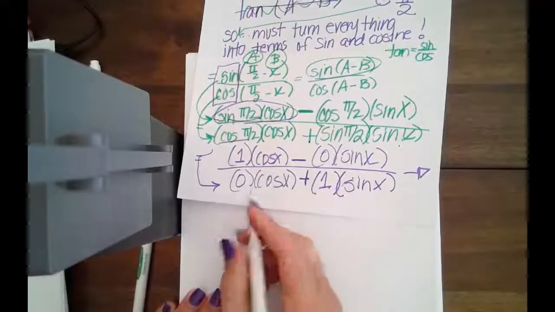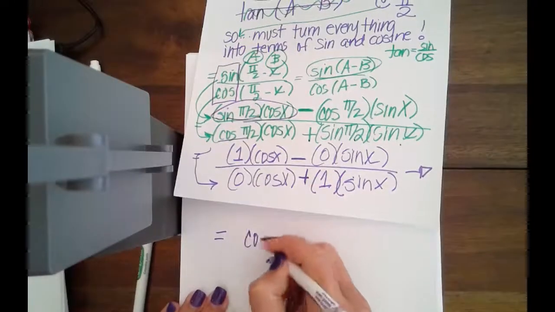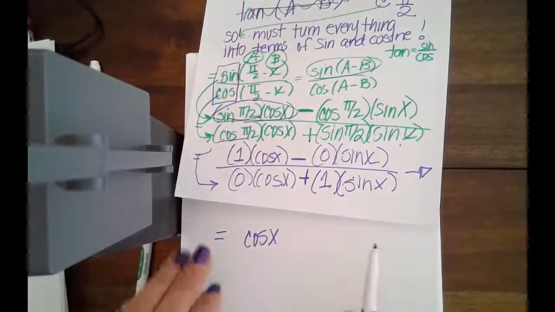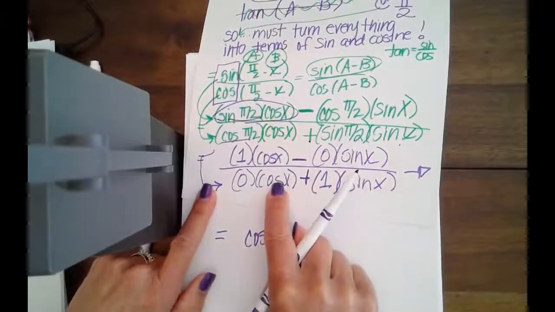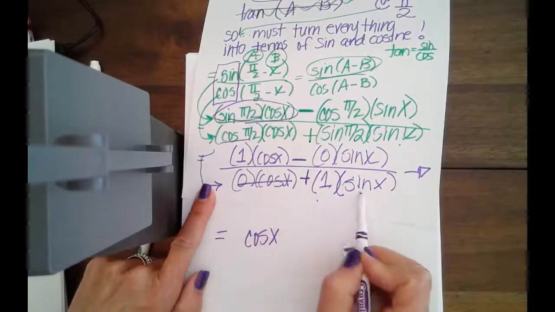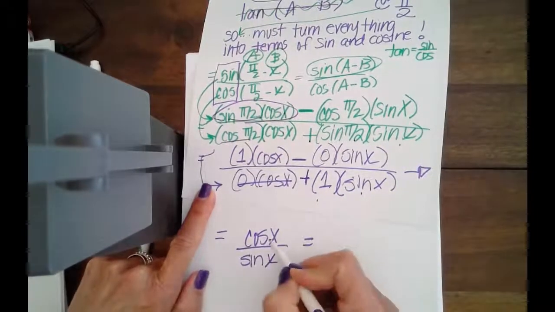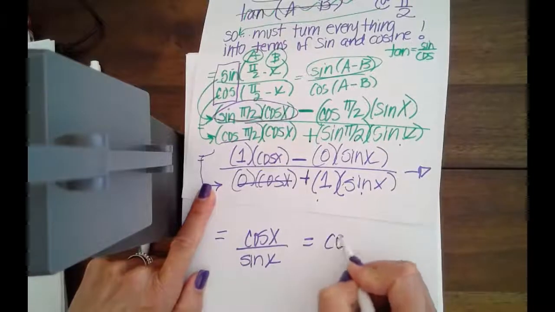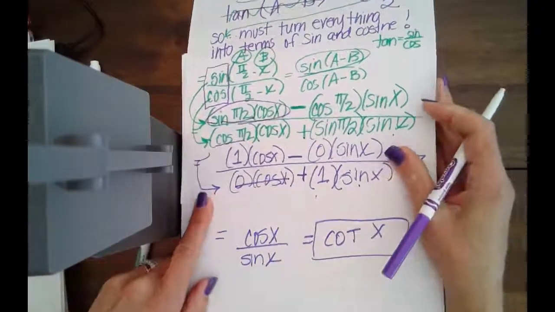So we're going to have equals, well, 1 times the cosine of x is cosine of x. And then up here, minus 0, so I got nothing else, right? And then over here, I have 0 plus sine of x, which leaves me with sine of x. Well, cosine divided by sine is cotangent x. Okay, so that's using these angle sum and difference identities.